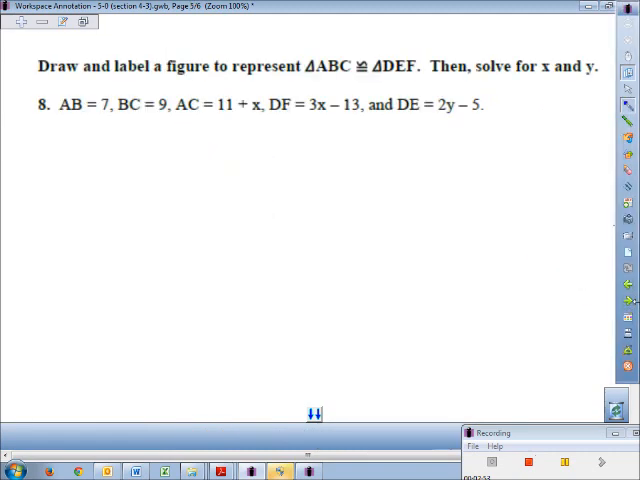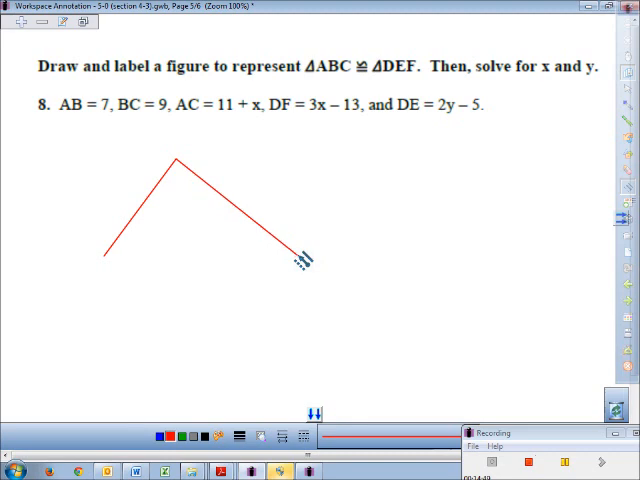Draw and label a figure to represent triangle ABC is congruent to triangle DEF. Then solve for x and y. So let's grab our geometer and just draw a triangle. It doesn't matter which one you pick, but why not shape 2? So we can draw in shape 2. It's a triangle that looks like so. See, we need 2 triangles. I need one for triangle ABC and one for triangle DEF.